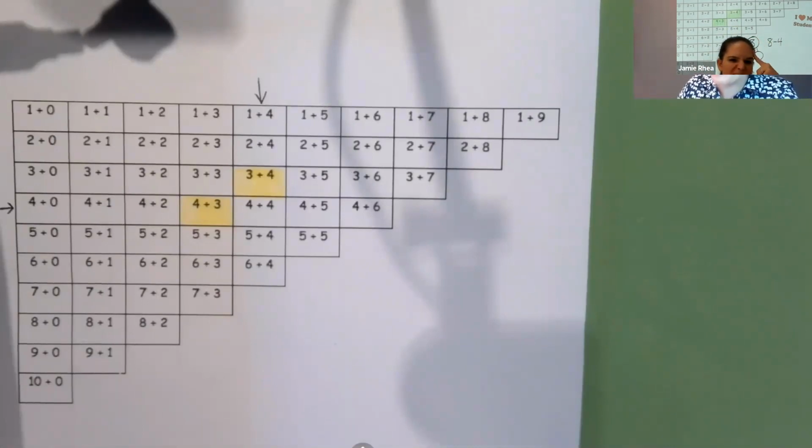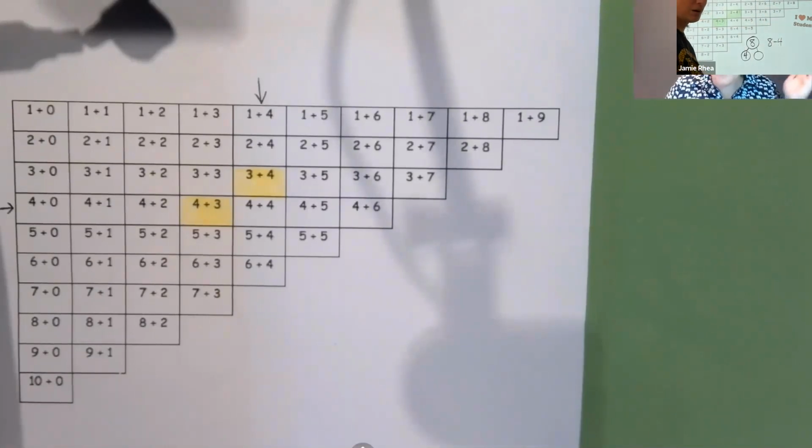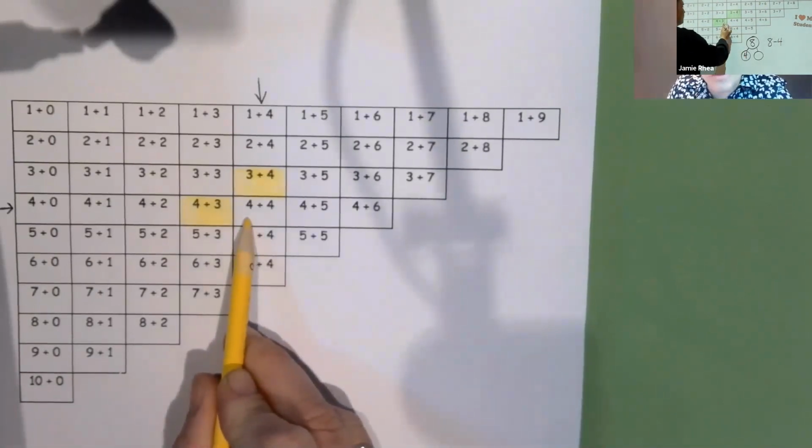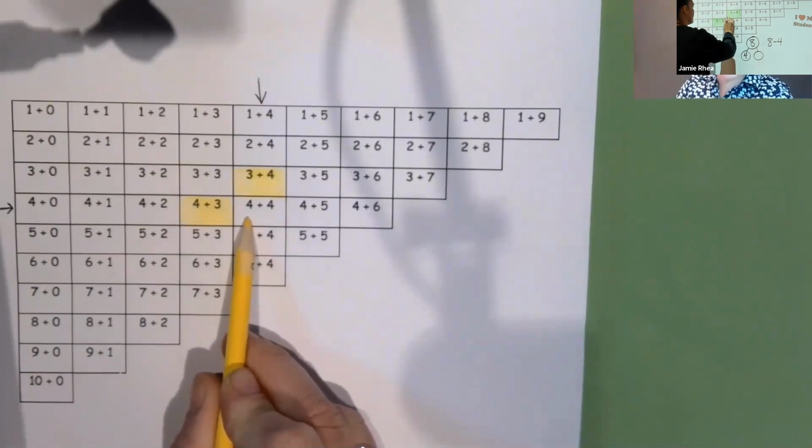And I know that 3 plus 4 was 7. So 1 more makes 4. It was just one problem. It's 4 plus 4, isn't it? That's a doubles. Let's color it yellow.